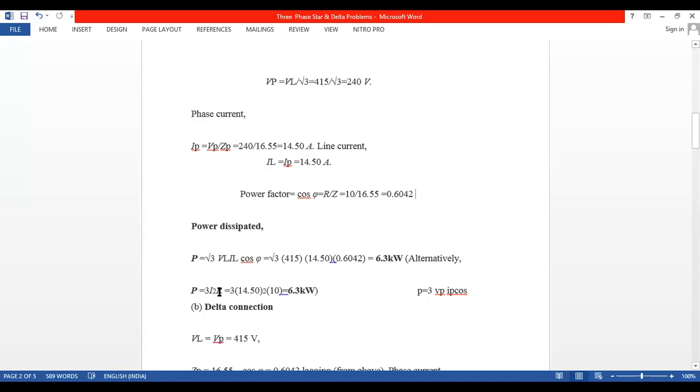In 3 into I, we can take the phase current, I phase current. How much did we get for phase current or line current? 14.50 square into resistance, which is 10, given in the problem. Or you can use this formula, you will get the same answer only.